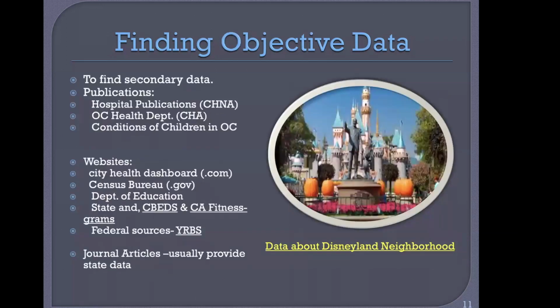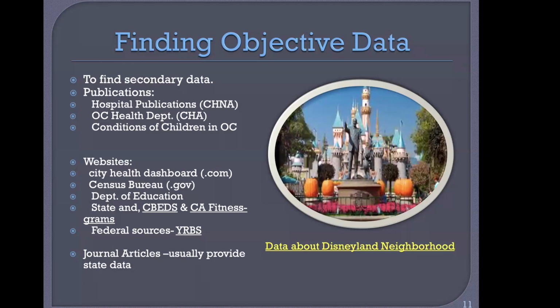Finding objective data. There are many resources that provide data. As I said previously, hospitals provide a community needs assessment about their surrounding cities. The Orange County Healthcare Agency's publication provides county and state data. There is one publication dedicated to children, and that's called Conditions of Children in Orange County.